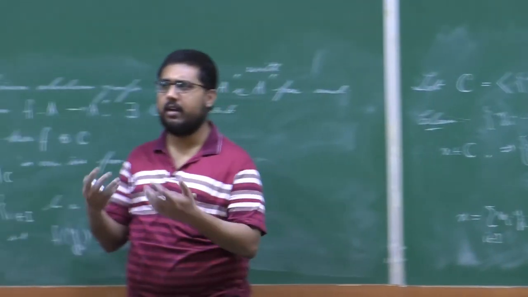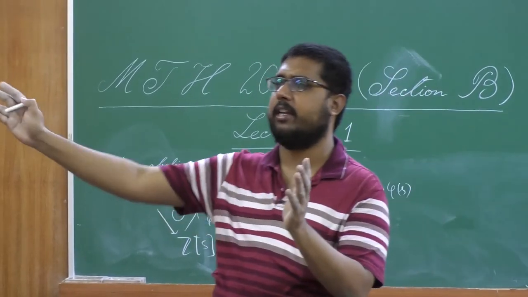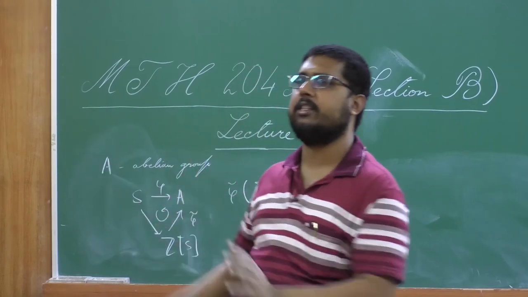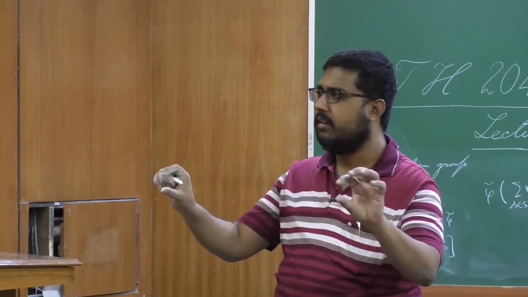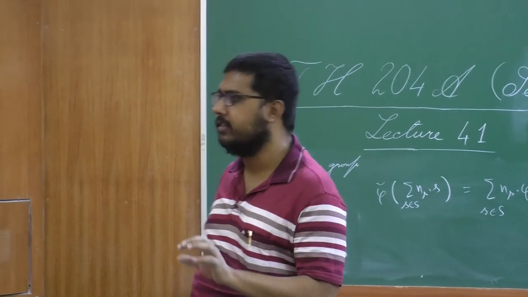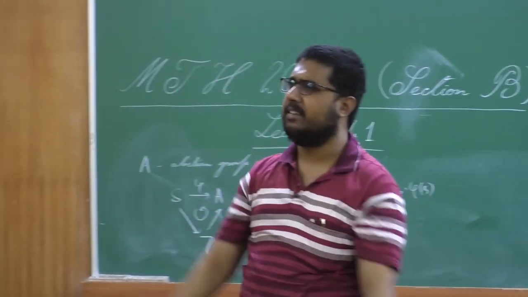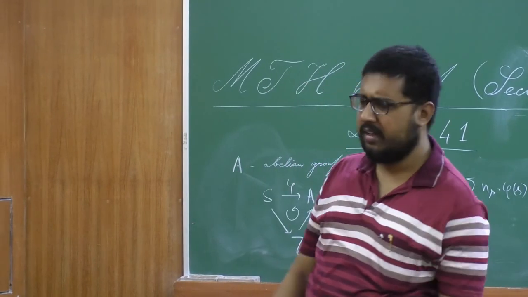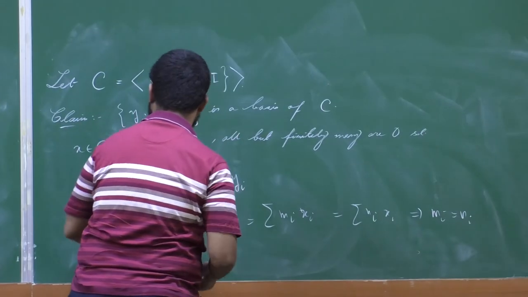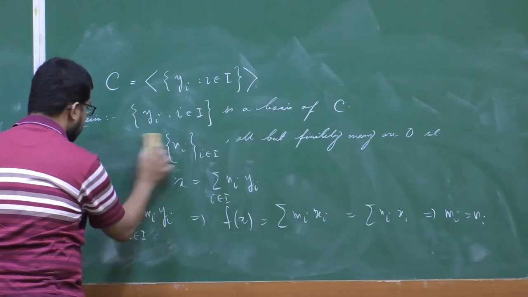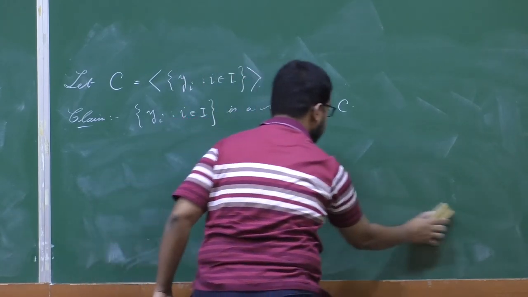Let me again repeat that for free abelian groups also, every group element can be written as a unique expression, and this uniqueness part can be equivalently formulated as follows: if an expression summation ni xi is 0, then each ni is 0. That is equivalent to the uniqueness part. The argument is exactly the same as that of vector spaces. So now we have established our claim that this is a basis of C. So the rest becomes quite easy now.